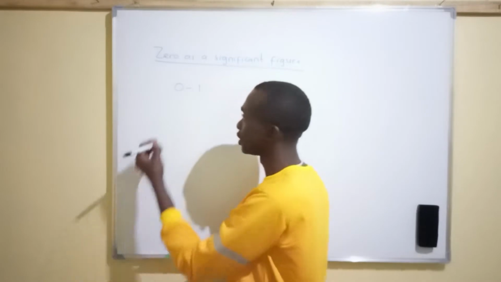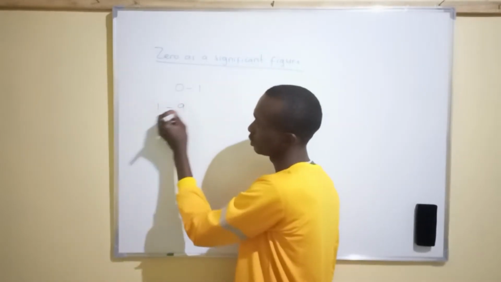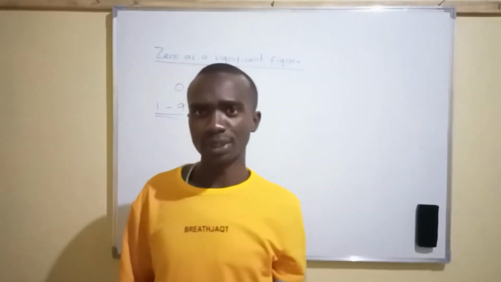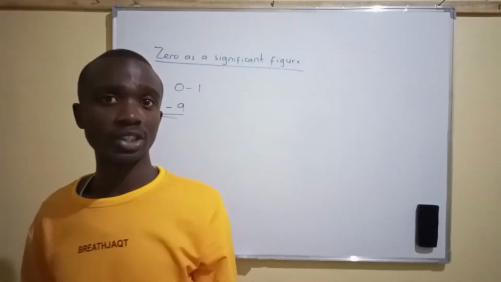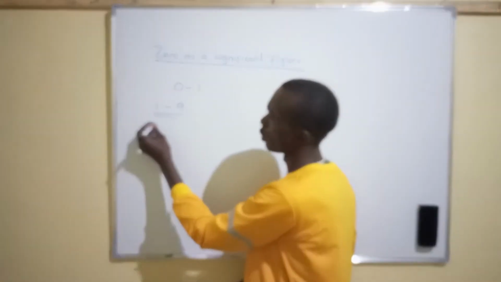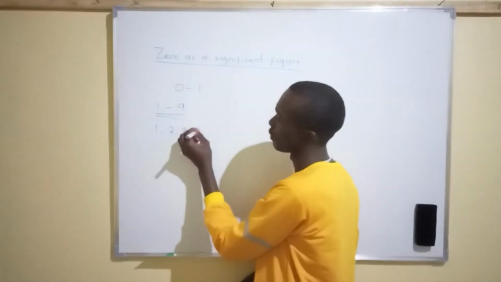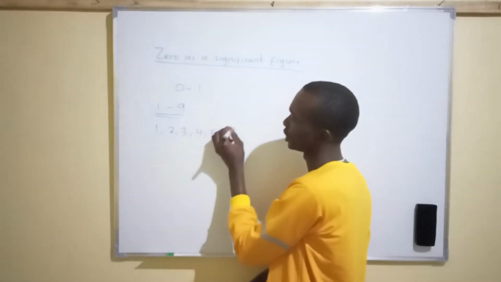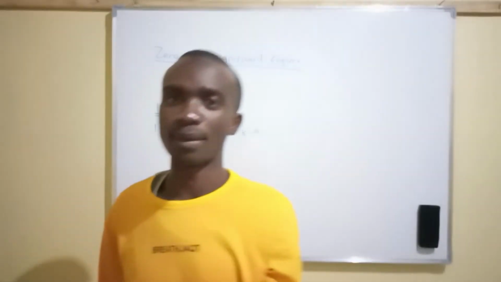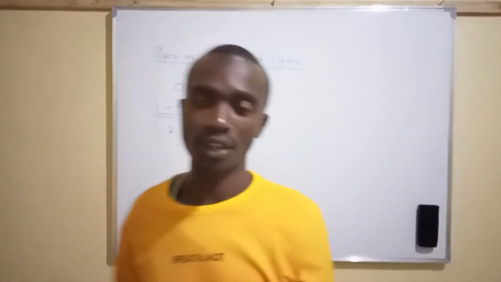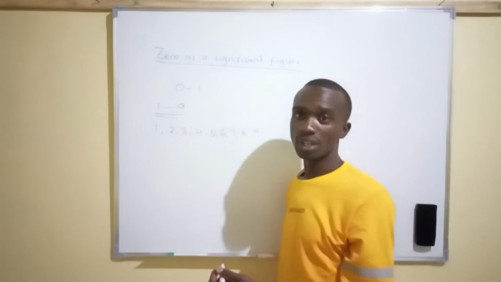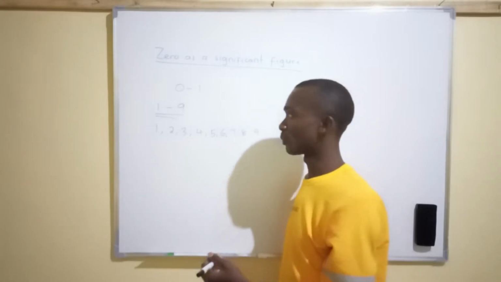Now, all the digits from 1 to 9, there are 9 digits, which we have digit 1 and the last one, the 9th digit. So digits 1, 2, 3, 4, 5, 6, 7, 8, and 9. When they appear in any given number, they are usually counted as significant figures. But the level of accuracy depends on the number of significant figures you are being asked to give in a given question.